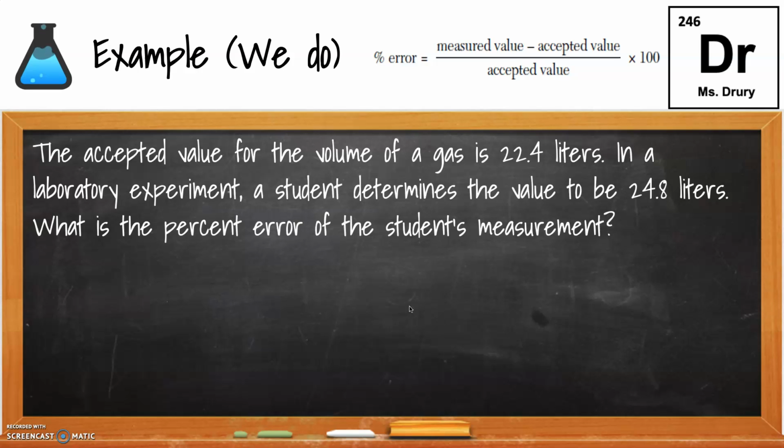So let's try that again. The accepted value for the volume of a gas is 22.4 liters. In a lab experiment, the student determines it to be 24.8 liters. We want to know how wrong their answer is. So we'll subtract the measured value minus the accepted value. In this case, you notice that I actually did them in that right order. And I divided by 22.4 because it has to be the accepted value on the bottom. Times 100, when you subtract, you get 2.4, and then you divide that by 22.4. I got 10.7%. You only have to show the setup in your answer. You don't have to show the middle step.